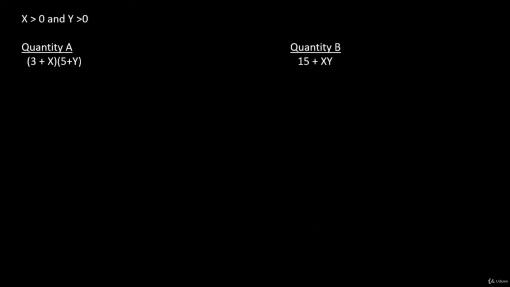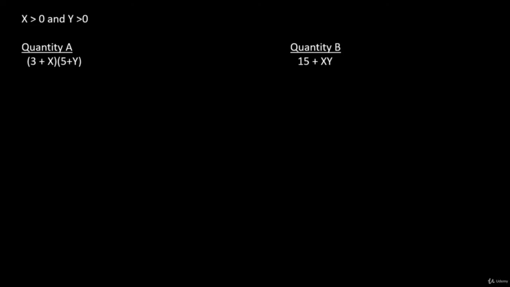Let's do this question. x is greater than 0 and y is greater than 0. Now quantity A is 3 plus x into 5 plus y and quantity B is 15 plus xy. Alright, pause the video, give it a try, and then let's do it together. Alright, we are back. I hope you have given it a try.